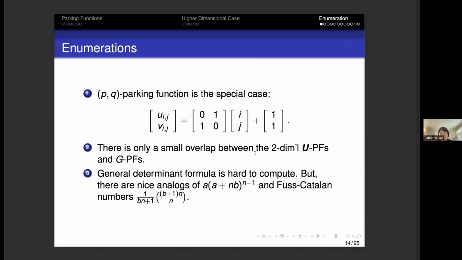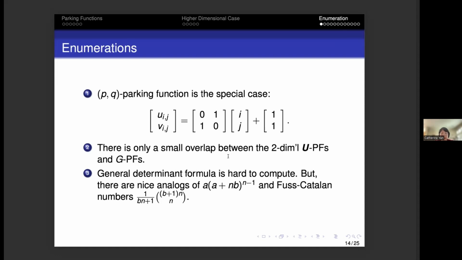For those familiar with parking functions, there's a notion of G-parking functions defined on a directed graph. I have to point out that the two-dimensional U-parking function and the graphical parking function only have a very small overlap. Only in very small cases can you realize both.